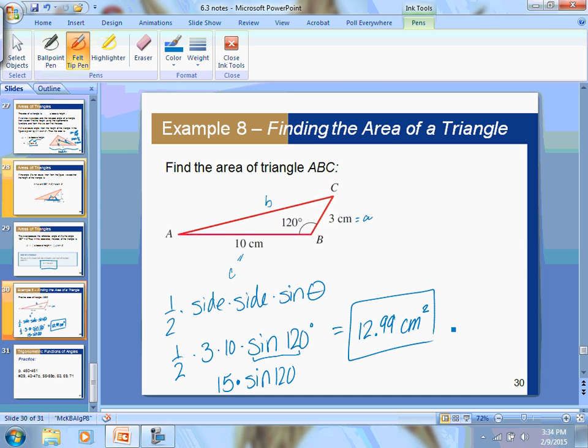And if you're asked to write that in a complete sentence on a quiz or a test, hopefully you could do that. You could say the area of the triangle, or the area of triangle ABC, is 12.99 centimeters squared. Okay, so that formula is a good application of how you can use trigonometry to help you when you don't have a traditional triangle that works with 1/2 times the base times the height. We don't have a height here, but we can use trigonometry to help us figure out the height. And now we have a formula to find the area of a non-right triangle using trigonometry.